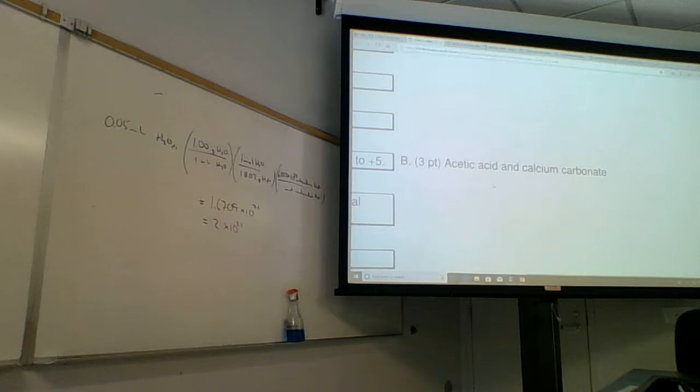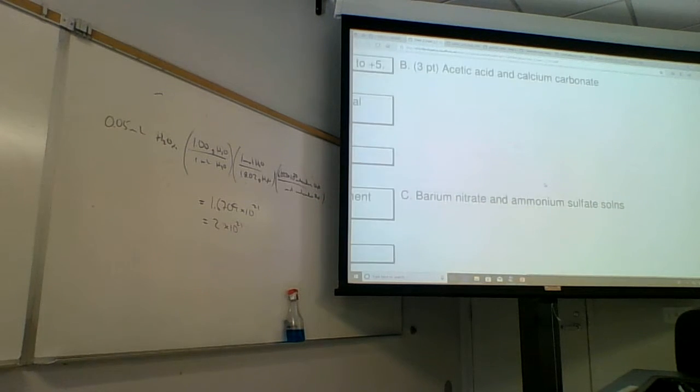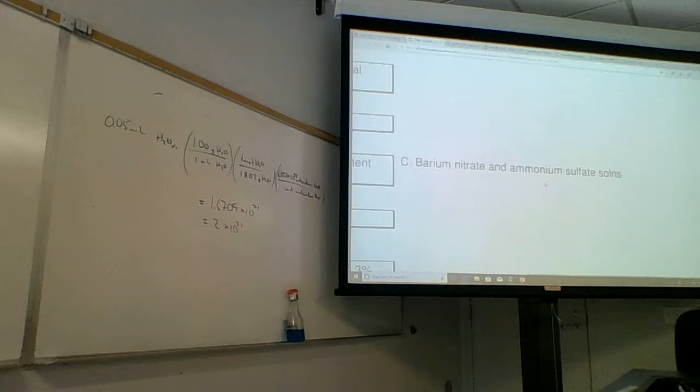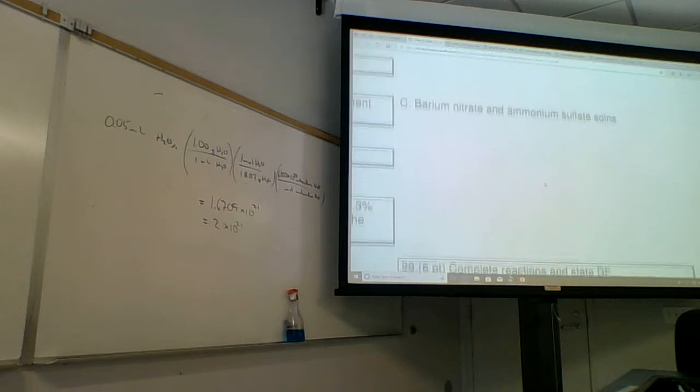28B, acetic acid and calcium carbonate. That is a double replacement, do that. 28C, barium nitrate and ammonium sulfate, double replacement, do that.